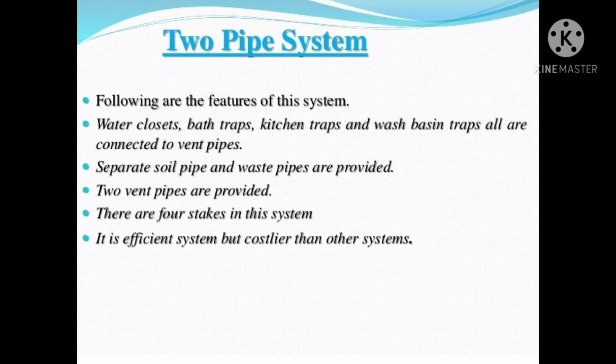2 pipe system. Following are the features of the 2 pipe system. Water closet, bath traps, kitchen traps and wash basin are all connected to the vent pipe. Separate soil pipe and waste pipes are provided. 2 vent pipes are provided. There are 4 stacks in this system. It is an efficient system but costlier than other systems.